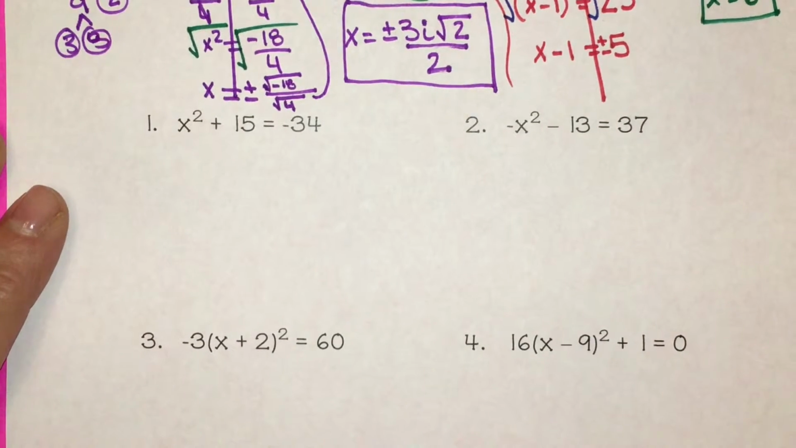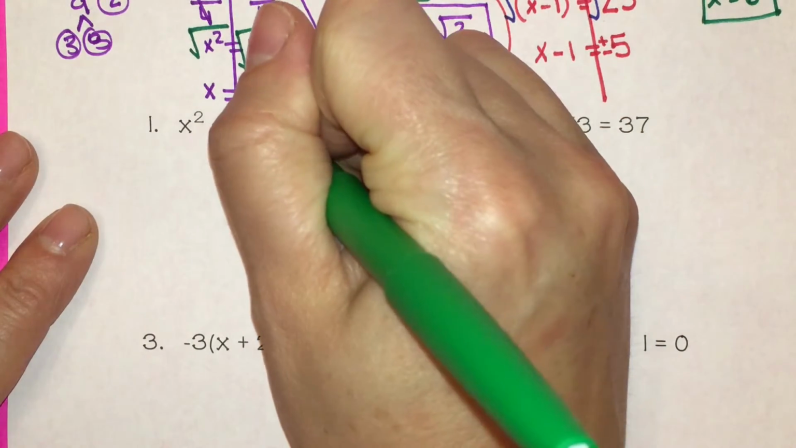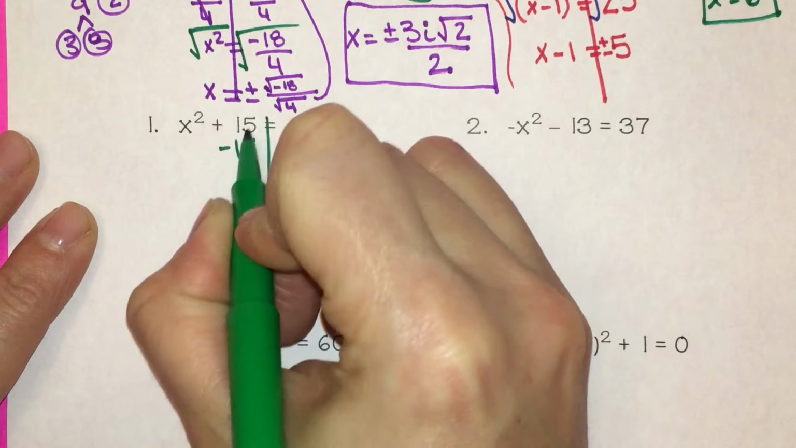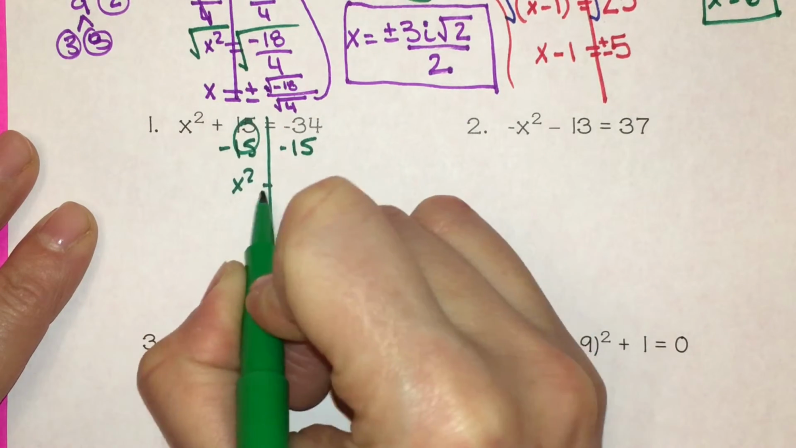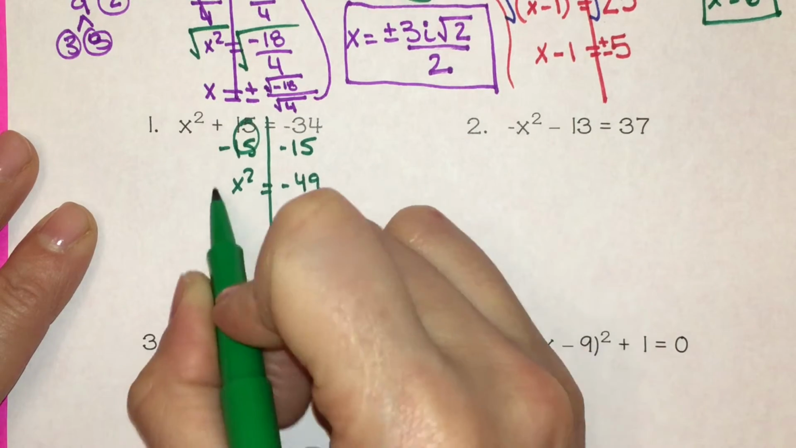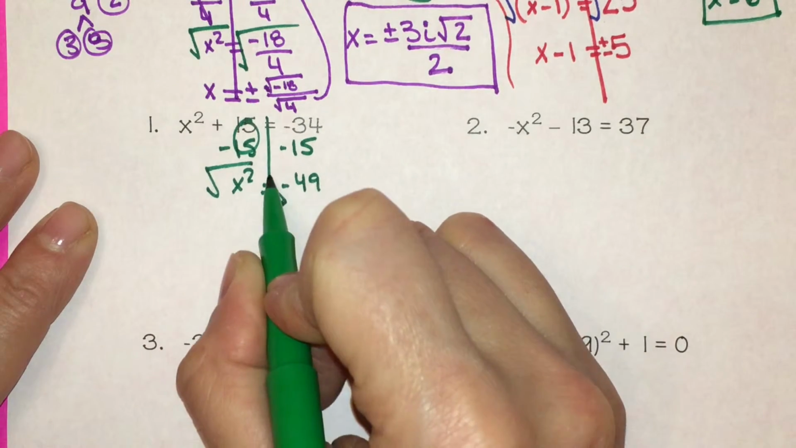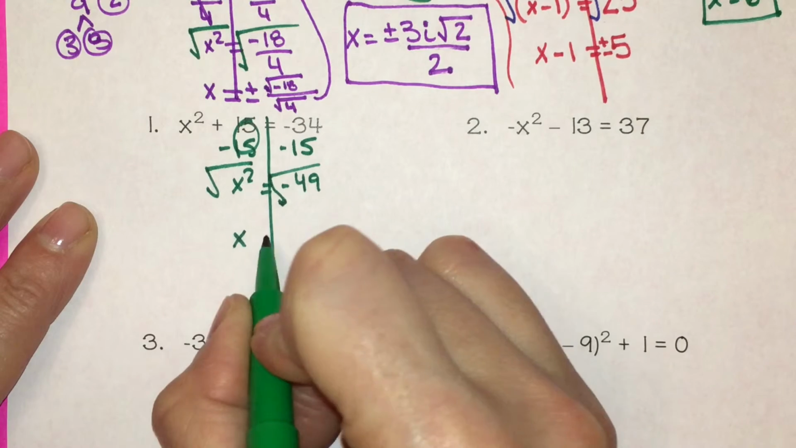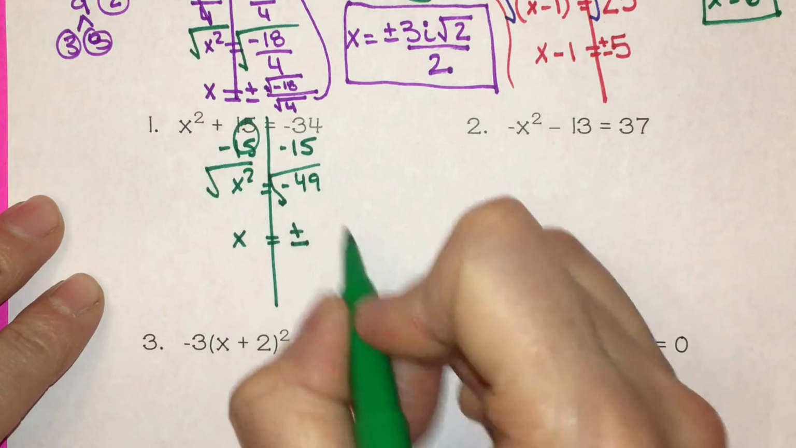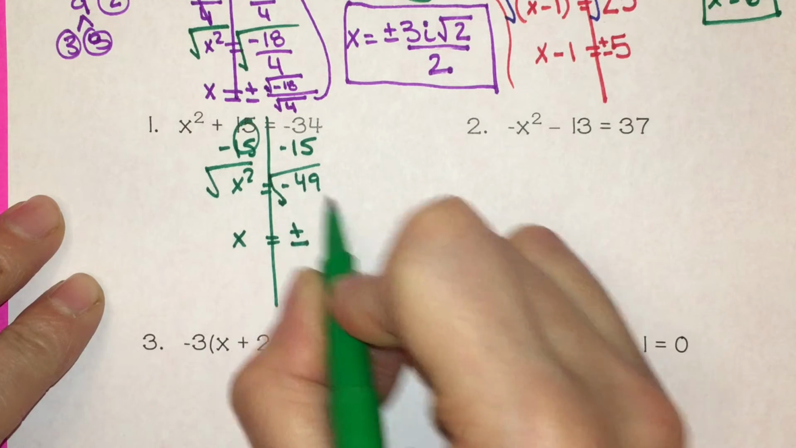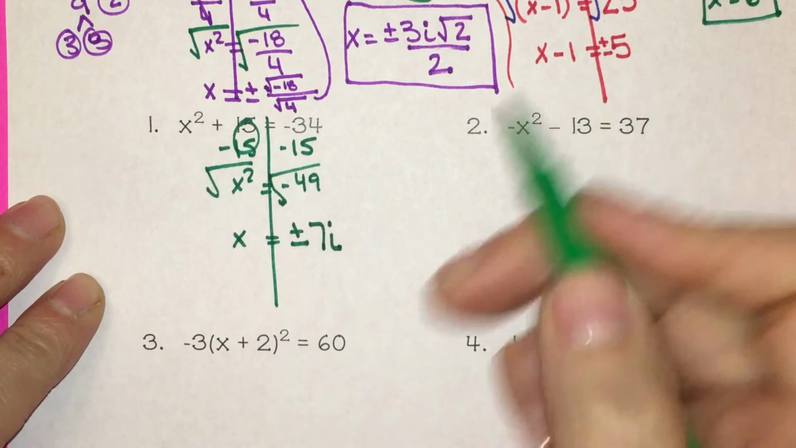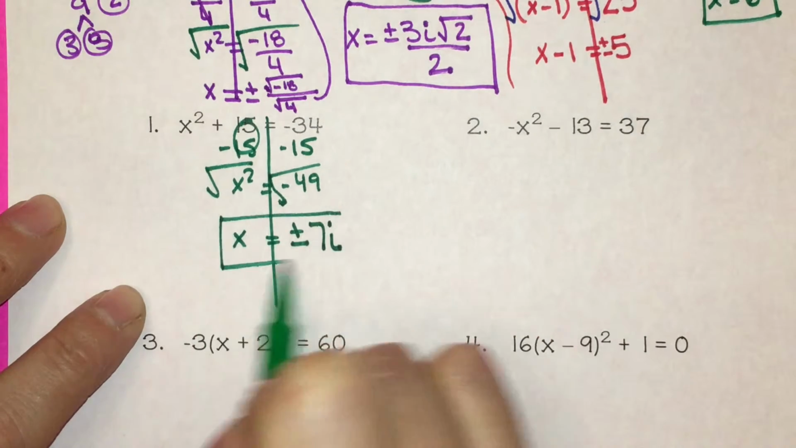All right, so this first one, I'm going to subtract 15 from both sides. So I get x squared equals negative 49. When we take the square root of both sides, we get x equals positive or negative. Hopefully you didn't forget that. And 7 times 7 is 49. And the square root of negative 1 is i. So x equals plus or minus 7i.